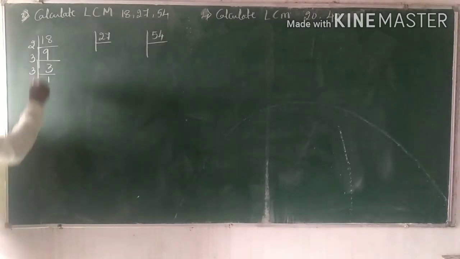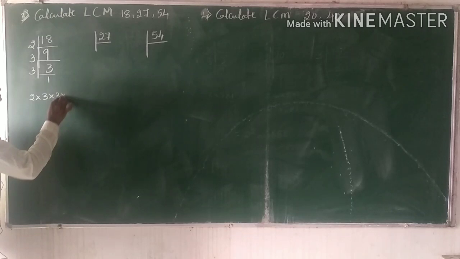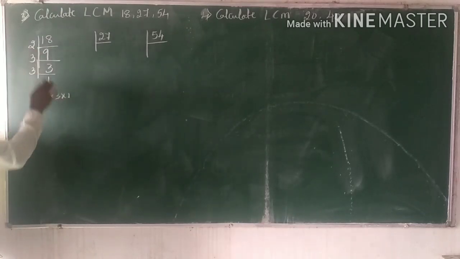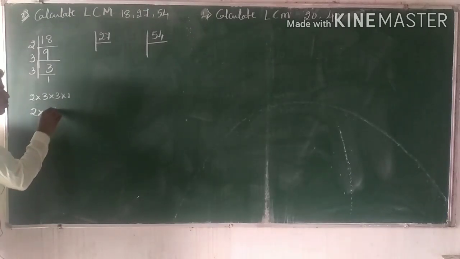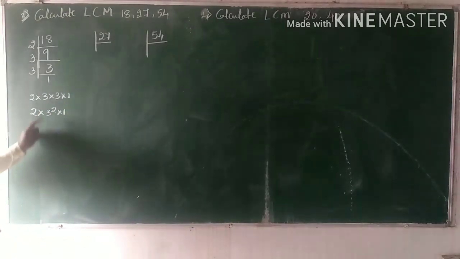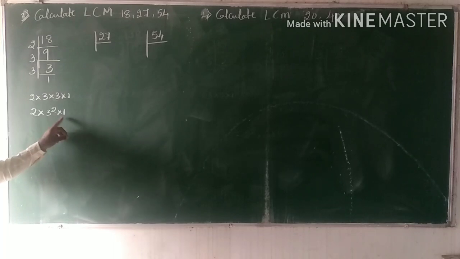We get it 1. Now what is this one? 2 into 3 into 3 into 1. That is it. 2, 3, 3 and 1. Now what I will write for this one is 2 into 3 square into 1, because here 2 is repeated only one time, and 3 is repeated 2 times. That's why I will write 3 square into 1.